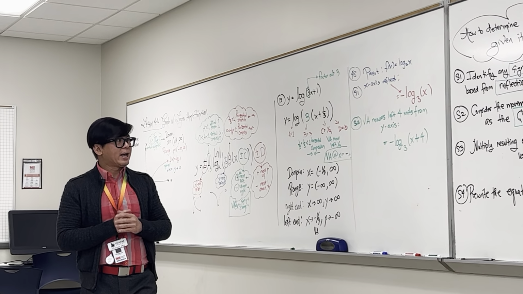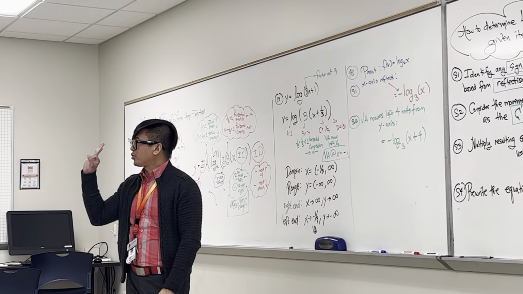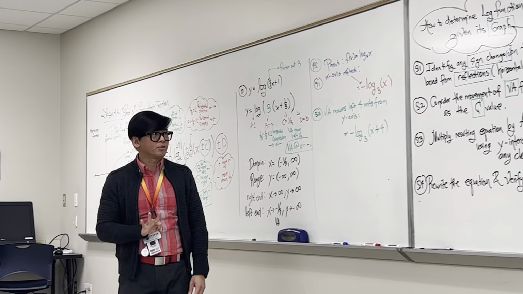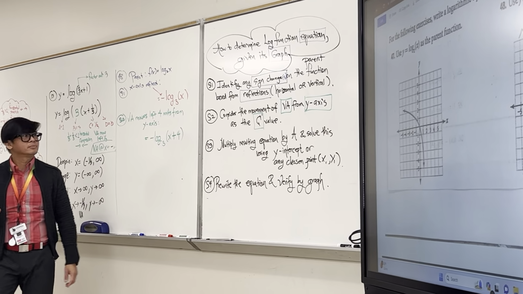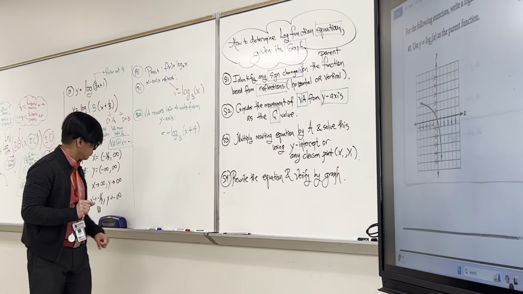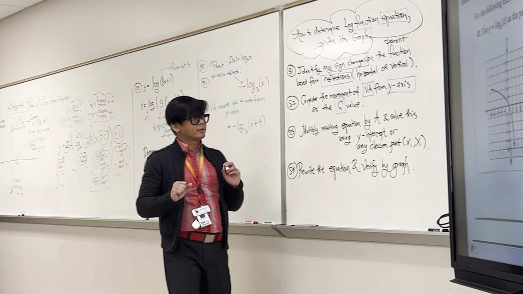Lastly, let's continue here. Step number 3, right? Let's read step number 3. Isaac, can you see it from there? Thank you. Multiply the resulting equation by A and solve this using the y-intercept or any chosen point.